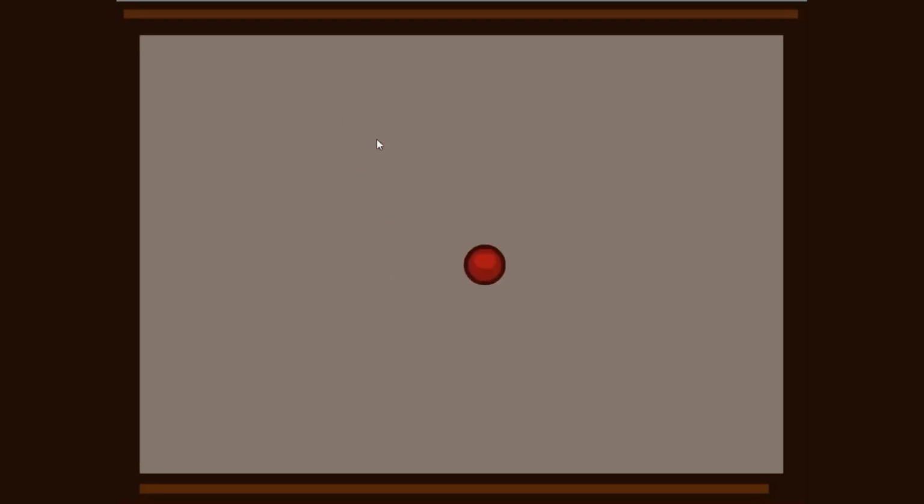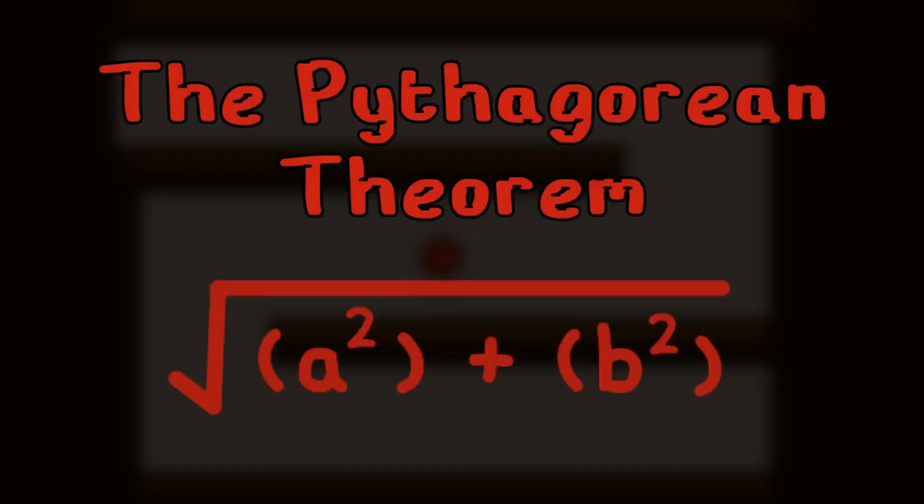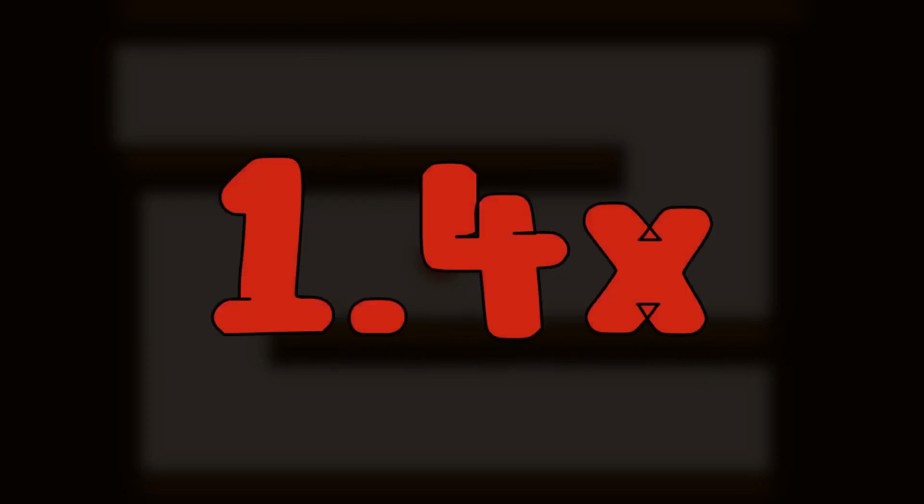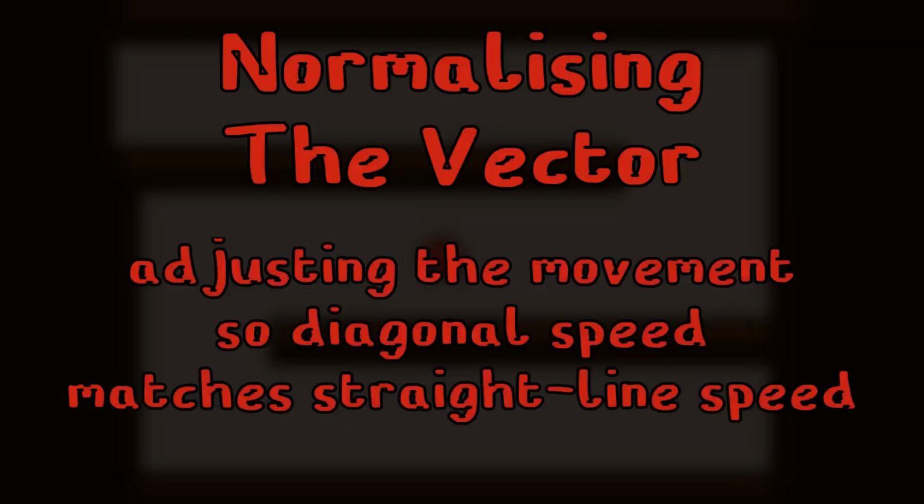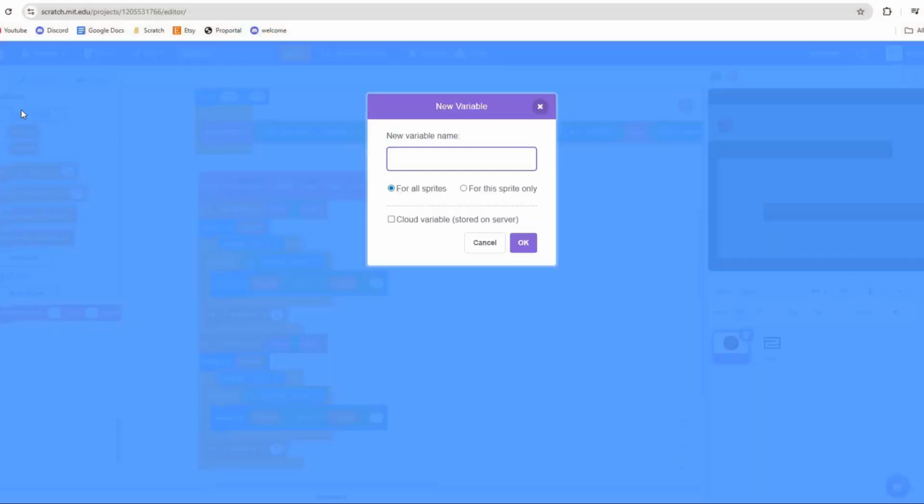You might notice that when moving diagonally, the player appears to move slightly faster than when moving straight. This is because if you change the X position by 3 and the Y position by 3, you're essentially moving along the hypotenuse, or the slopey side, of a right-angled triangle. Using the Pythagorean theorem, the length of that diagonal works out to roughly 4.2, which means that you're moving about 1.4 times further than if you were traveling in a straight line. We can fix this by doing something called normalizing the vector, essentially adjusting the movement so that diagonal speed matches straight line speed.